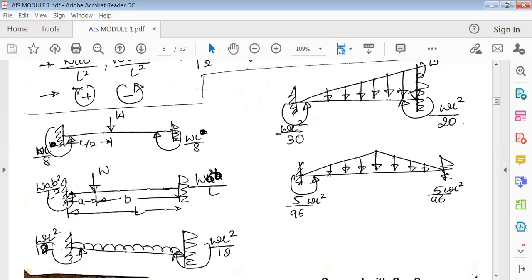Because it is fixed on both sides, the fixed end moment would be W A B square by L square. How to remember this: A is towards the left side of the load, so the left side of the load would have only A, but the right side of the load would have the square of that. So it is W A B square by total length L square.